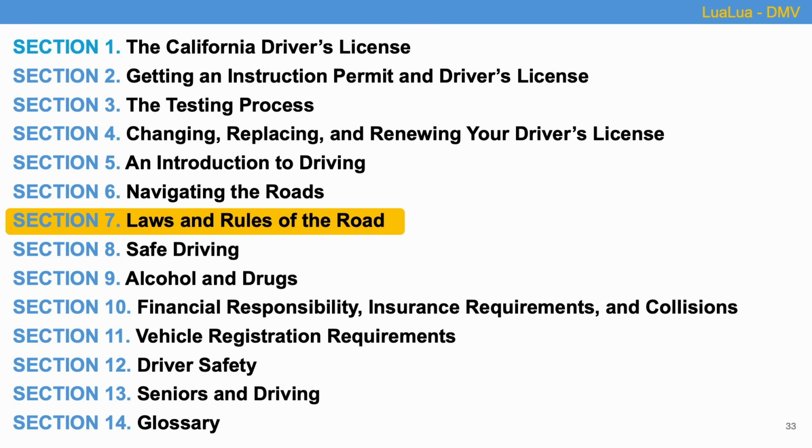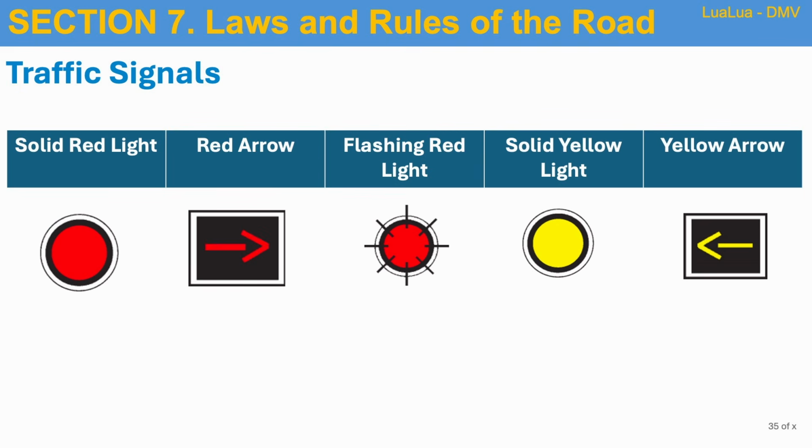Section 7. Laws and Rules of the Road. Traffic Control. When at or approaching traffic signals or signs, yield to pedestrians, bicyclists, and other nearby vehicles that may have the right-of-way. See right-of-way rules. Who goes first in this section?